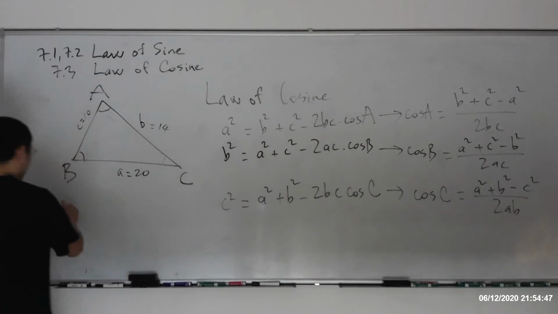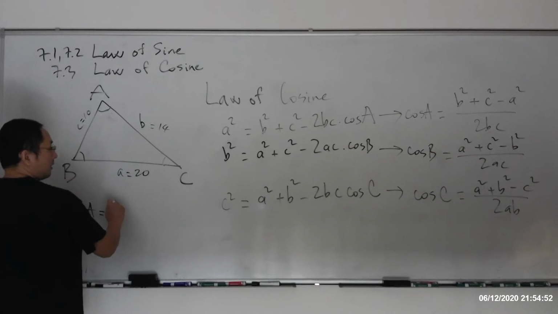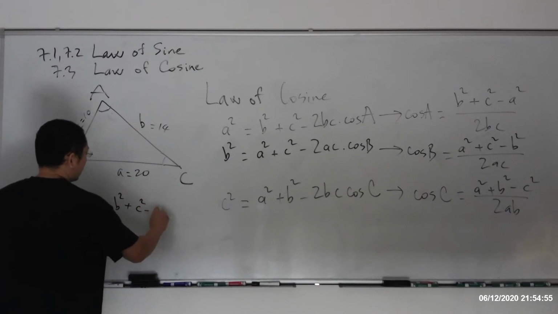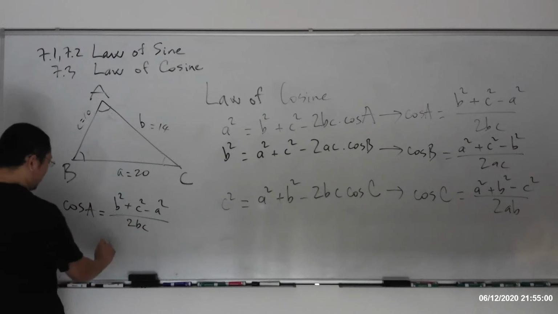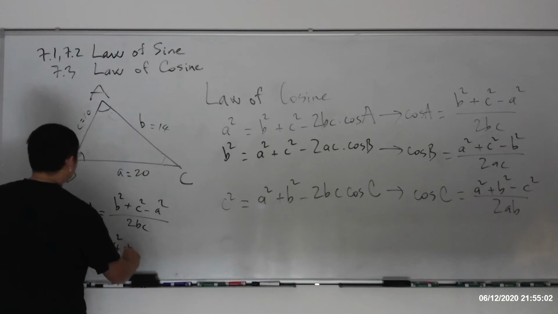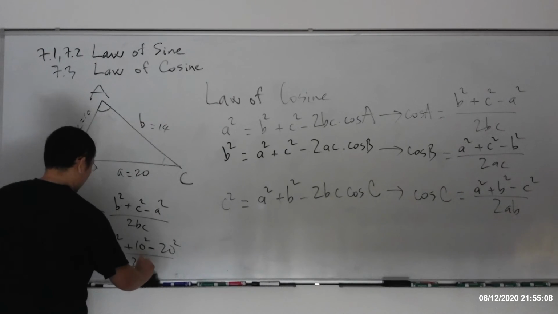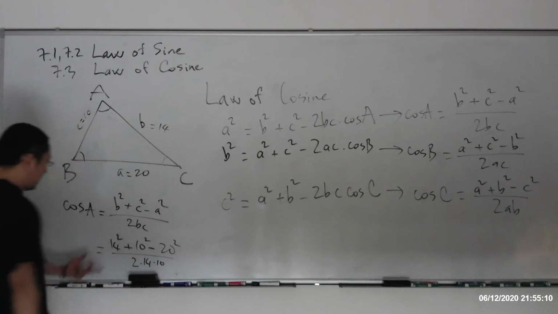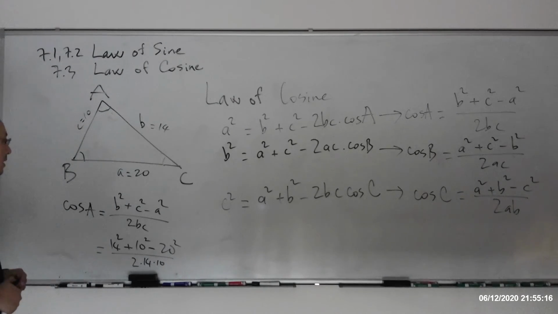Look at me. Cosine of A is equal to what? B squared plus C squared minus A squared over 2BC. And plug all the numbers in. B squared is 14 squared plus C squared is 10 squared minus 20 squared over 2 times 14 times 10. And of course, look at your calculator. You got cosine of it. And there'll be no ambiguous thing in here because cosine, that's all you have to answer. The angle is going to be unique. You have one solution, and that's good.